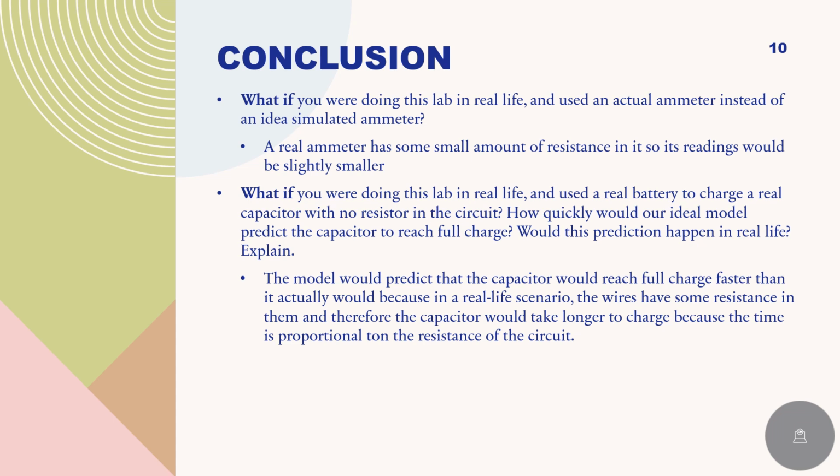What if you were doing this lab in real life and used a real battery to charge a real capacitor with no resistor in the circuit? How quickly would our ideal model predict the capacitor to reach full charge? Would this prediction happen in real life? Explain. The model would predict that the capacitor would reach full charge faster than it actually would in a real life scenario, because in real life, the wires have some resistance in them, and therefore the capacitor would take longer to charge because the time is proportional to the resistance of the circuit.